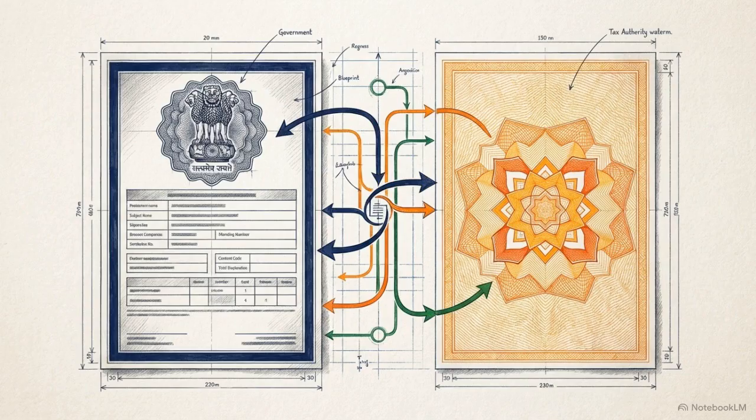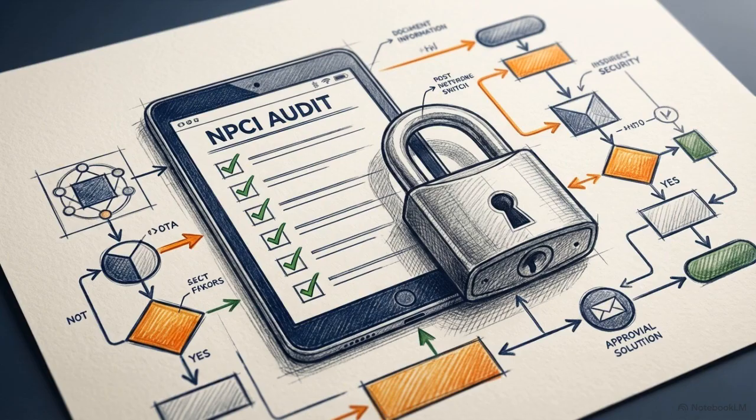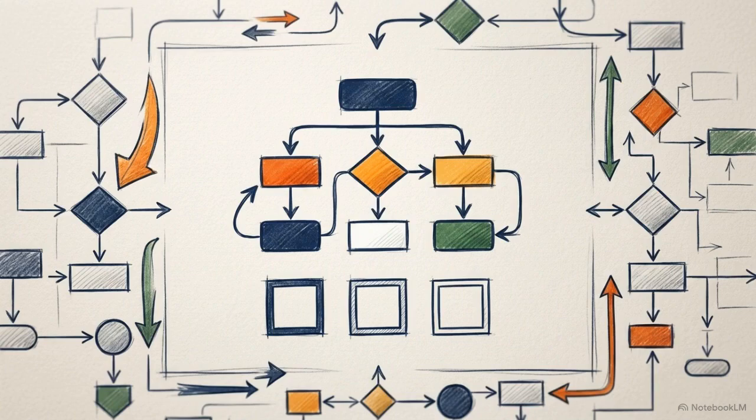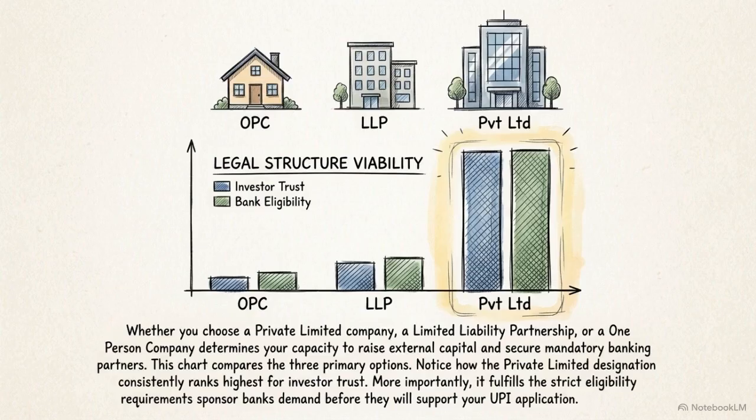By the end of this process, you will have a legally incorporated company and a functioning GST number, leaving you fully prepared to pass the rigorous branding and security audits mandated by the NPCI. Step 1 is selecting your legal structure. Whether you choose a private limited company, a limited liability partnership, or a one-person company, determines your capacity to raise external capital and secure mandatory banking partners.